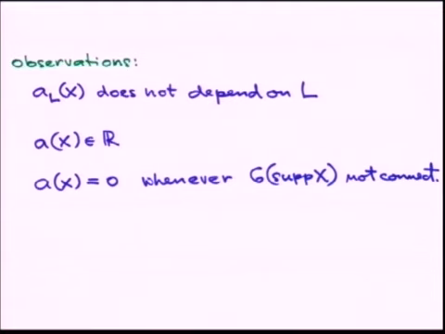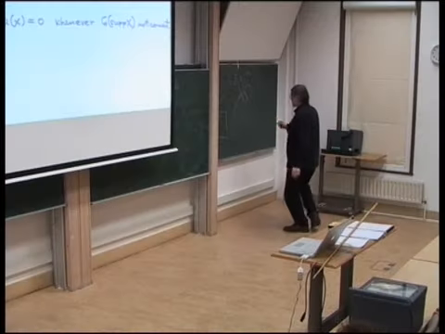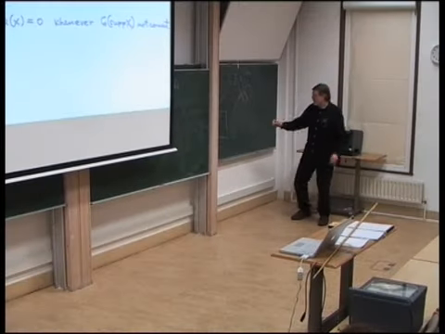Whenever G, the graph living on the support of X. The support of X is a subset of V, a set of vertices. G of the support of X is simply some graph. So whenever this graph is not connected, this we call, because if I come here, how does this support of X look?